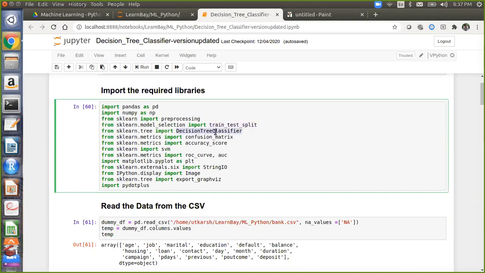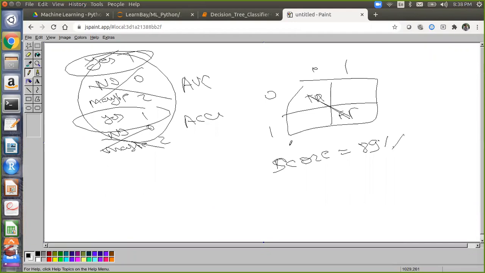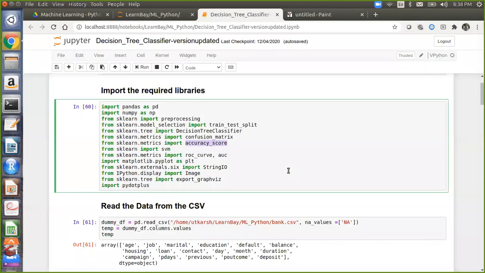Decision tree classifier is available in your sklearn, so don't discuss about this. The confusion matrix is again available in your sklearn library. The confusion matrix will give you a matrix like this: 0 as 0, 1 as 1, and the accuracy score will directly give you the accuracy, for example 89%. Internally it calculates via the total, TP, FP and all these. So both of the functions are available. Now you see the great thing here, you are not doing any calculation, each and everything is already inbuilt and available for you.